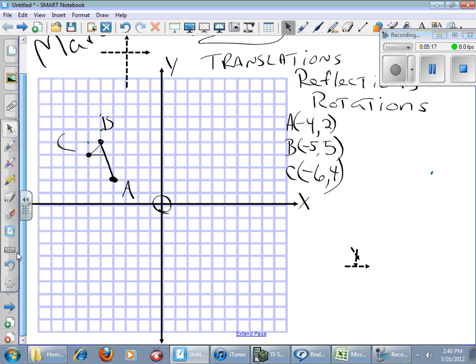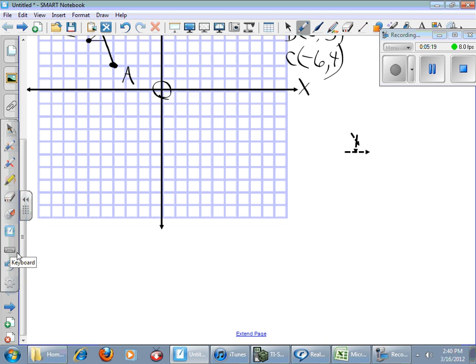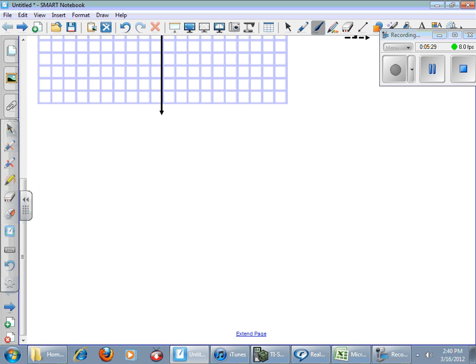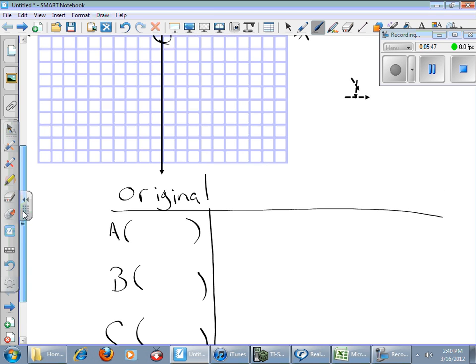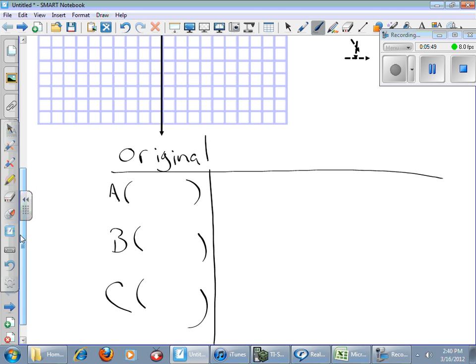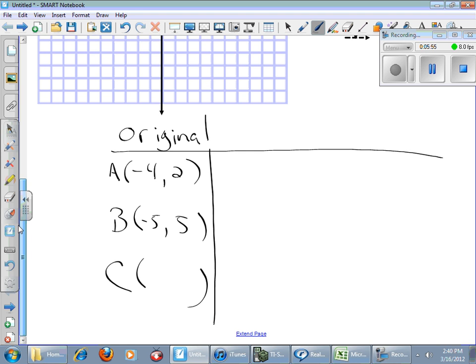I'm going to make a little table. I'm going to give myself a little more room, and I'm going to write this. I got this idea from helping Megan DiVincenzo. I'll do it in black to start with, and I'm going to say original. I'm going to have A, B, and C, and their coordinates I'll fill in. They were A (-4, 2), B (-5, 5), and C (-6, 4).